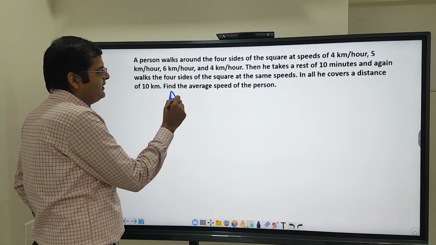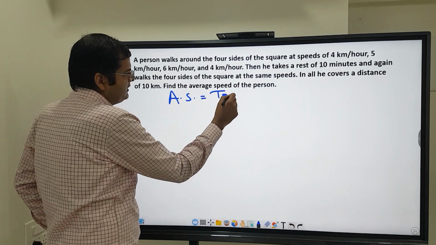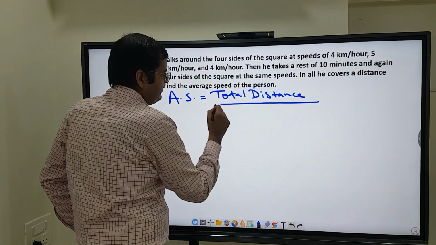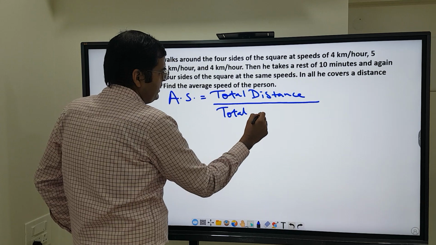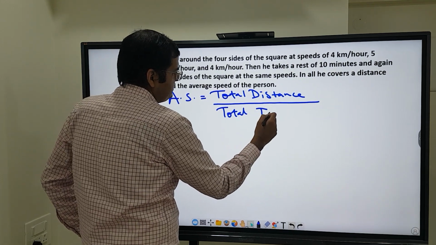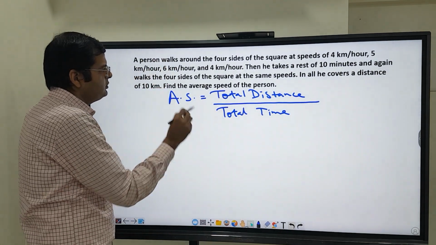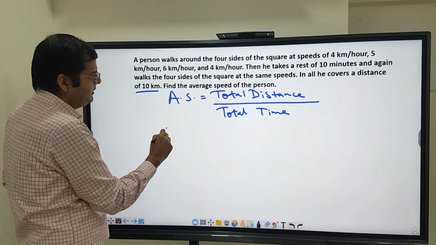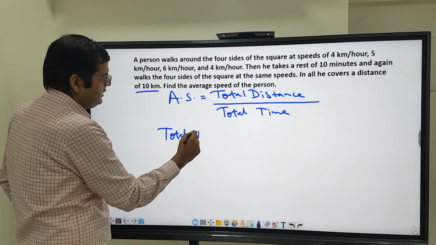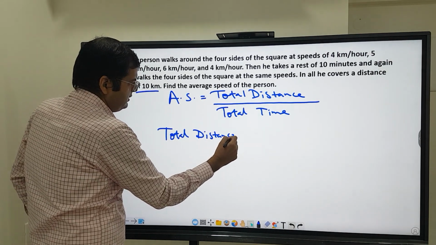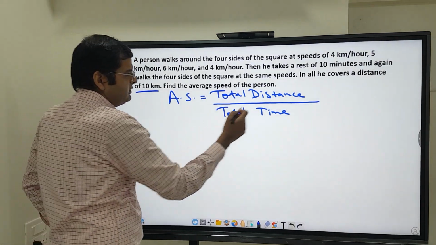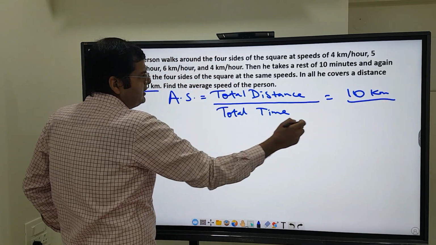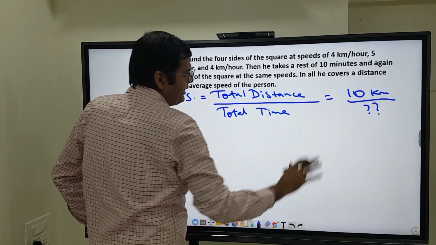So we know that average speed, AS, is total distance travelled by the person divided by the total time taken for the travel. Total distance upon total time taken. So total distance is given to be 10 km, because it says in all he covers a distance of 10 km. Let me write it over here. That is 10 km divided by, I need to find the total time. This is the thing that I am looking at.